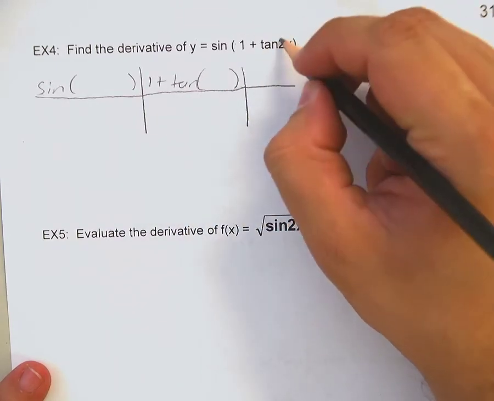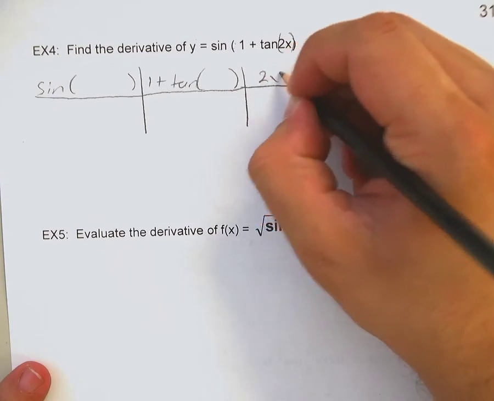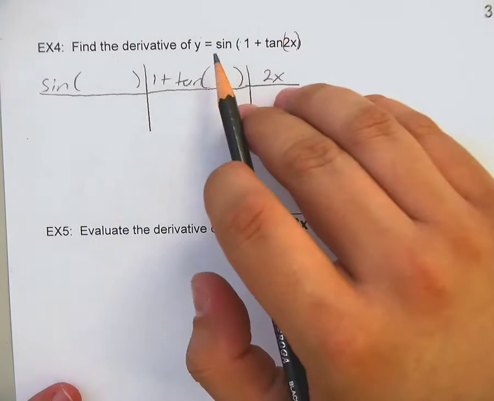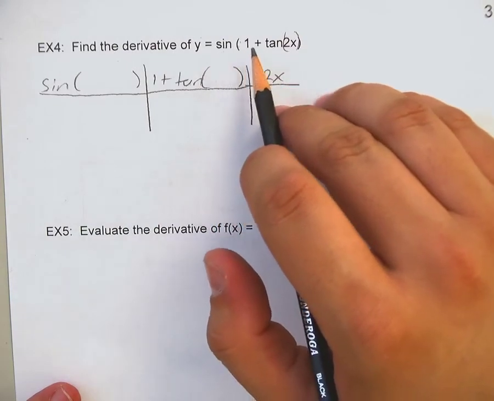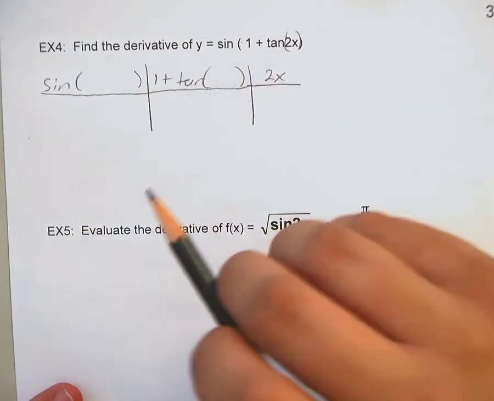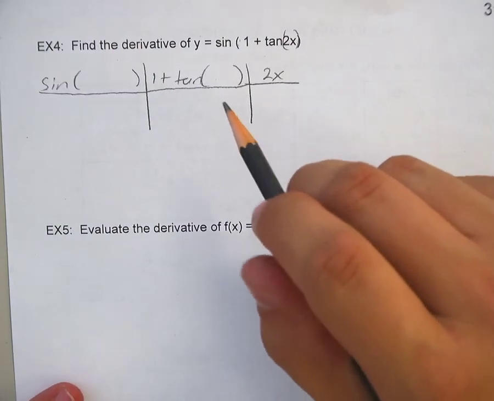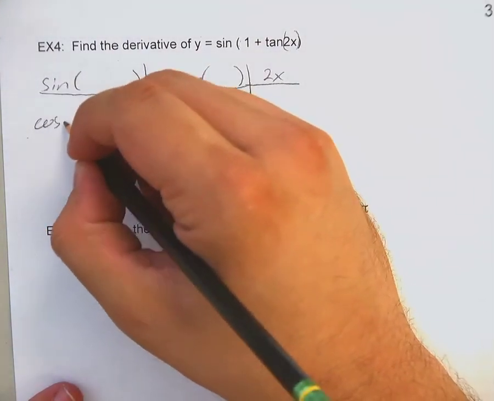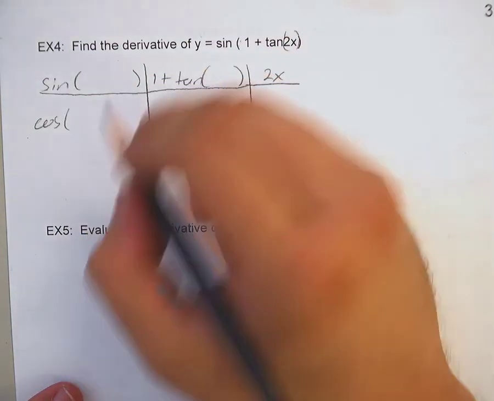And the third layer is 2x. So you see we got a layer of sine of something, 1 plus tangent of something, and 2x. So the derivative of sine, just knock them out. Derivative of sine is cosine. Chocolate and the nut stay the same.